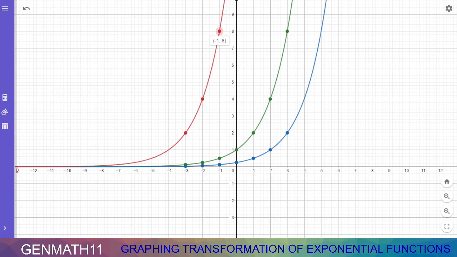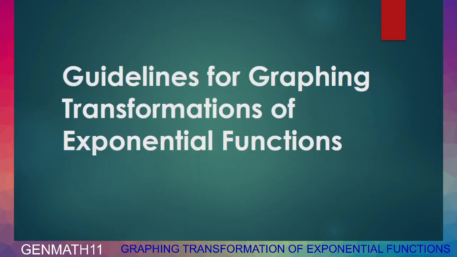So, yun yung about dun sa graphing transformation of exponential functions. Ano-ano nga yun? Meron tayong reflection, vertical shrinking or stretching, vertical shifts, and the other one is horizontal shifts. So, meron lang tayong 4. Okay, so let's review dun sa ating kanina.